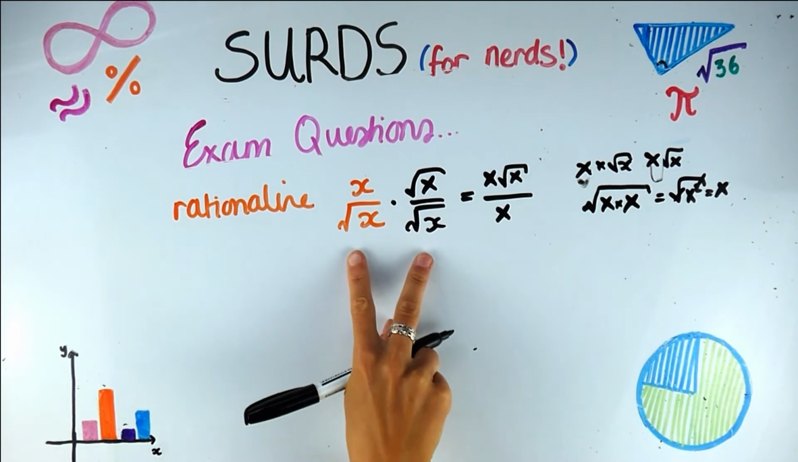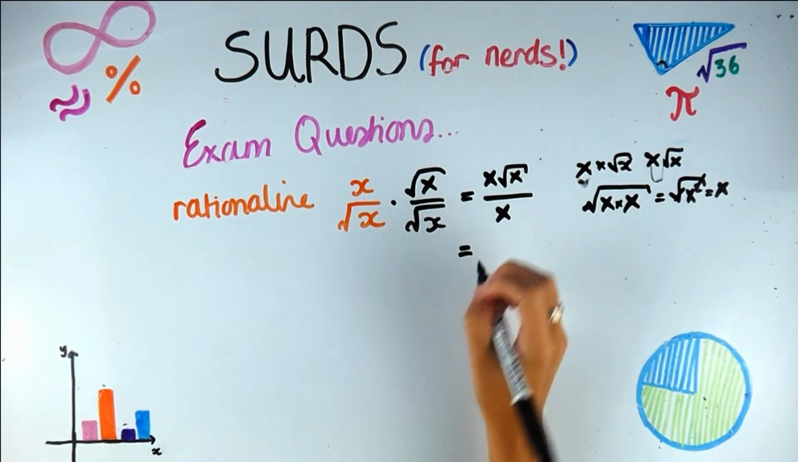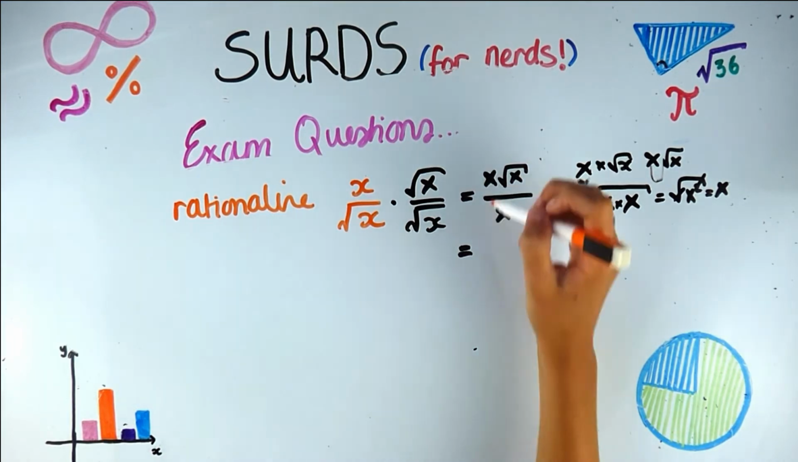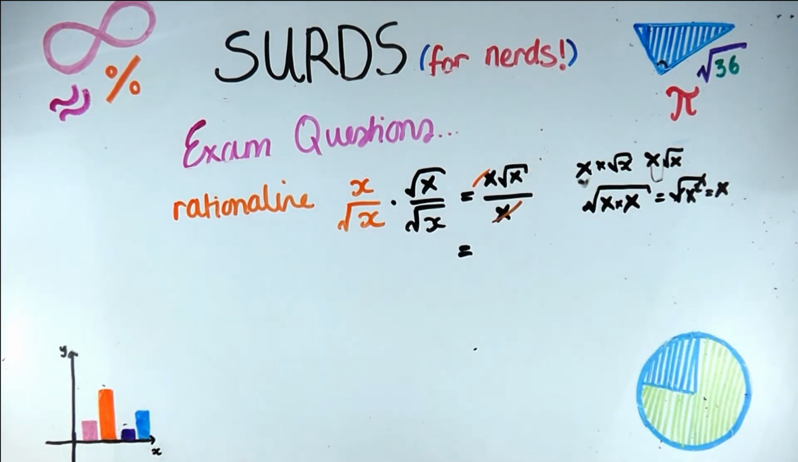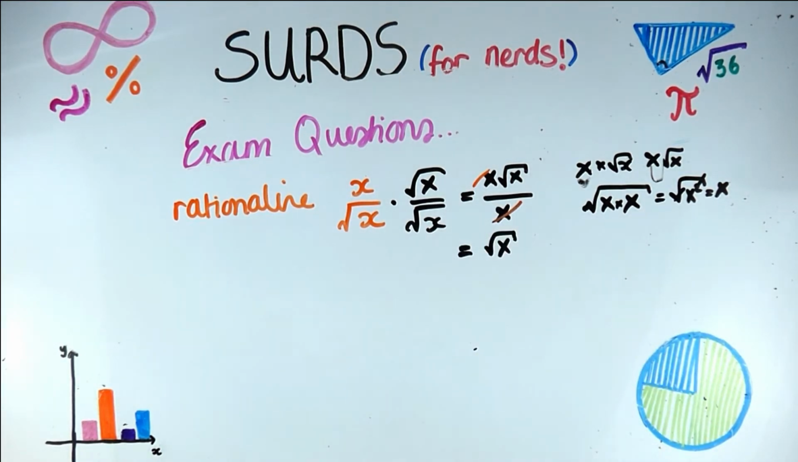So the whole point is when you have two roots, you just kind of get rid of them and take the thing. Just like numbers, something on the top, same as something on the bottom, you can get rid of those. So our answer is just root x for that one.